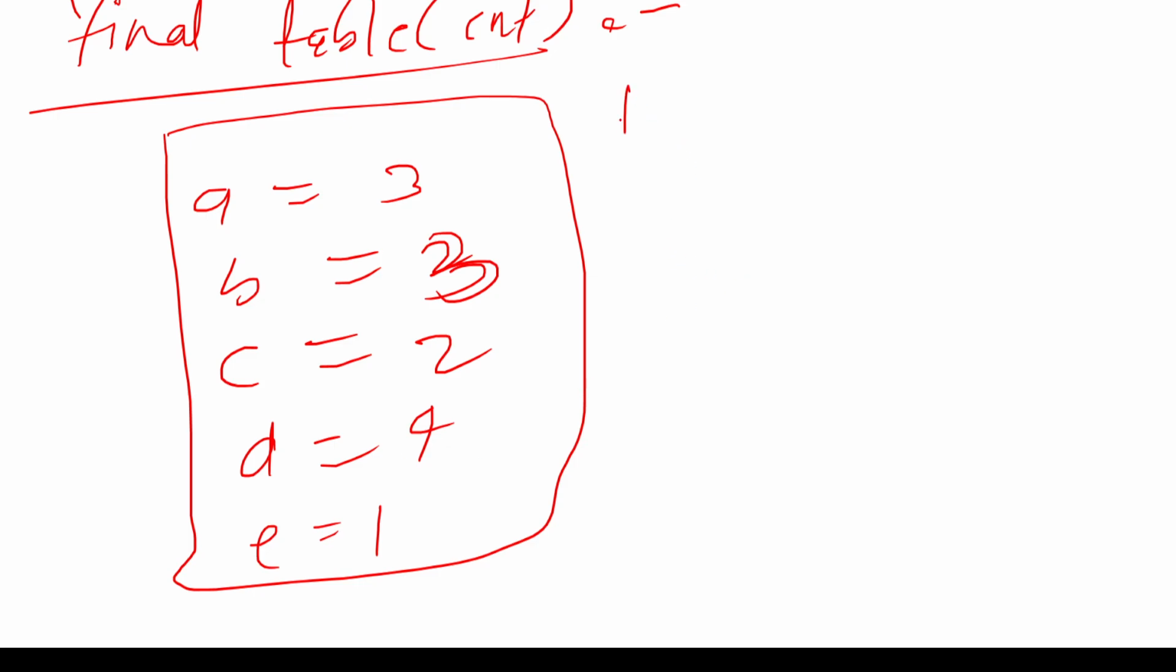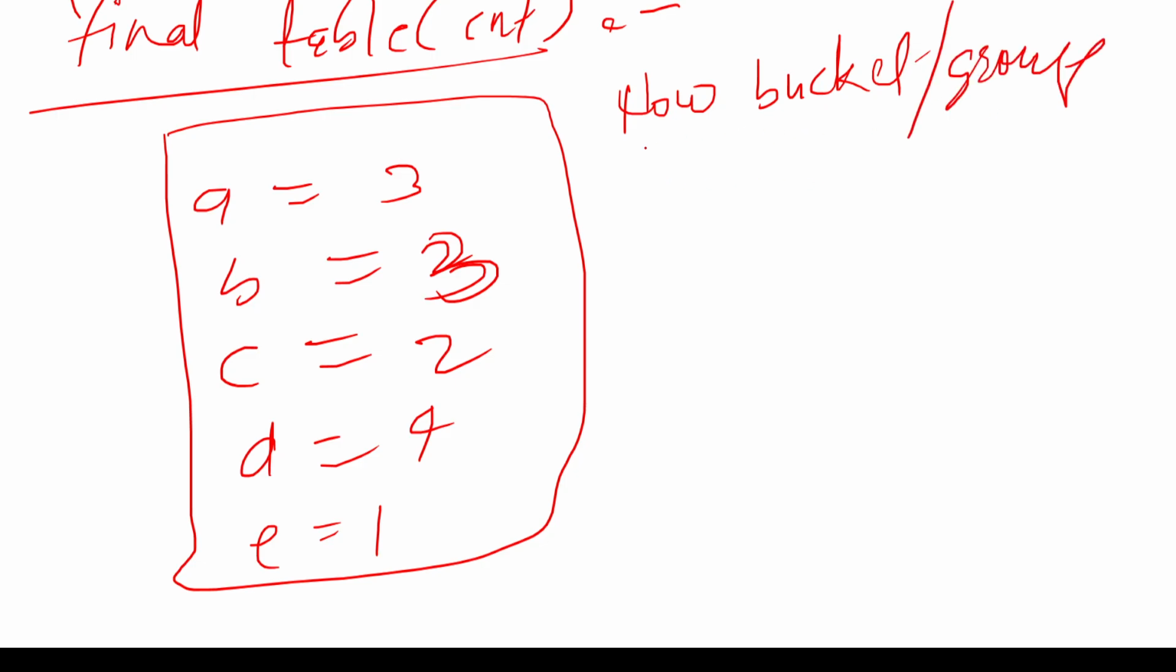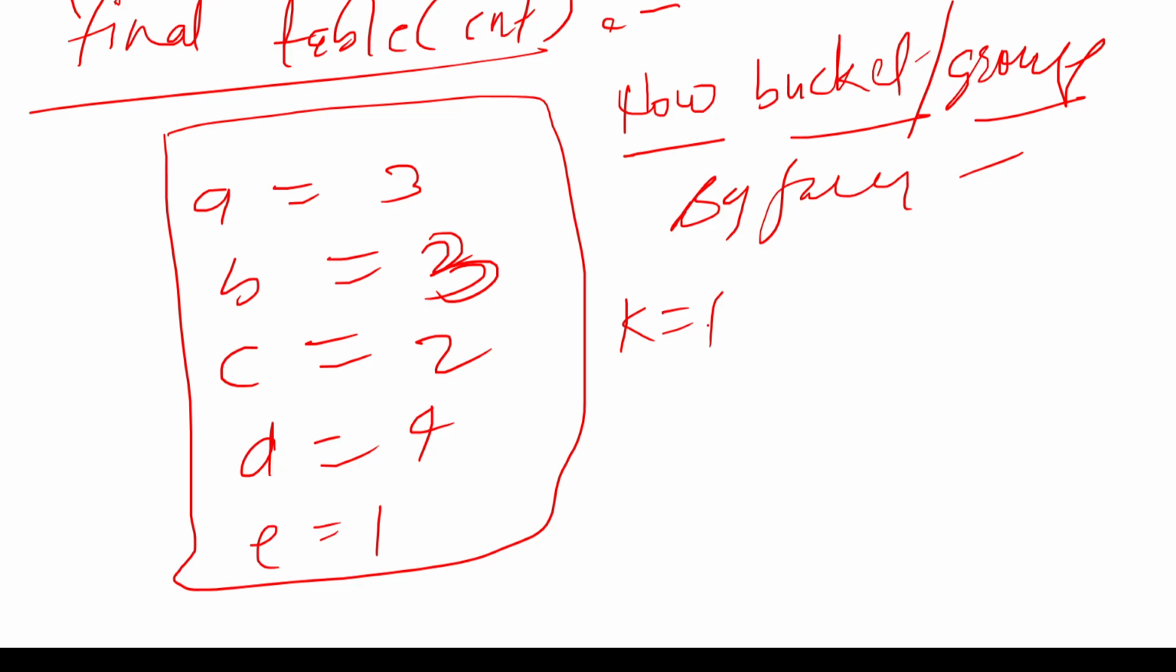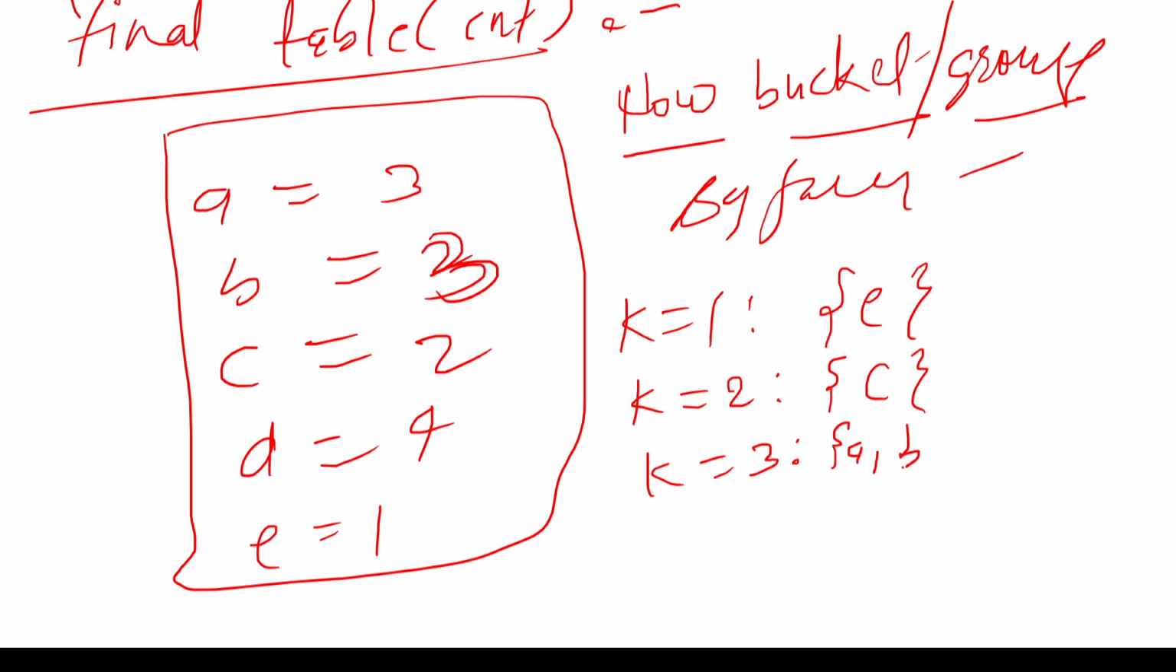Now suppose we have a bucket, or we can say a group, and by frequency we want to update. The very first, K equal to 1, is nothing but E. When K equal to 2, the frequency group is nothing but C. When K equal to 3, the group is nothing but A and B, correct? Then K equal to 4, and the group is nothing but D, right?